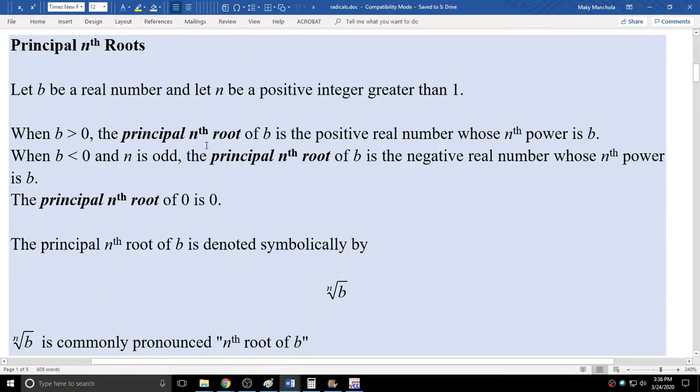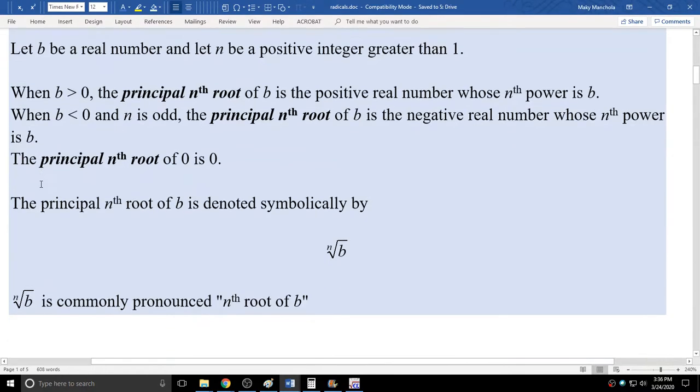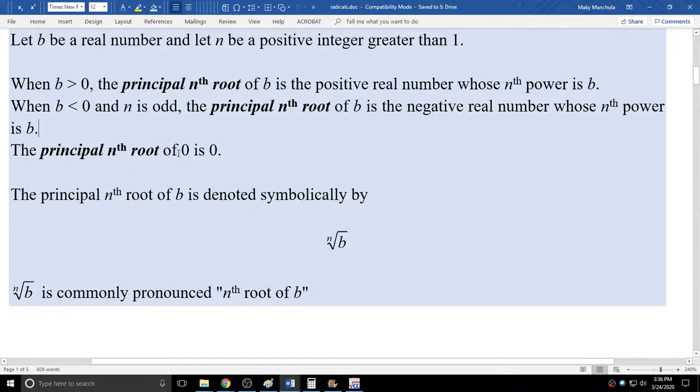Principal nth roots. Let b be a real number and n be a positive integer greater than 1. So n could be 2 or 3 or 4, etc. When b is positive, the principal nth root of b is the positive real number whose nth power is b. When b is negative and n is odd, the principal nth root of b is the negative number whose nth power is b. The principal nth root of 0 is 0 itself.